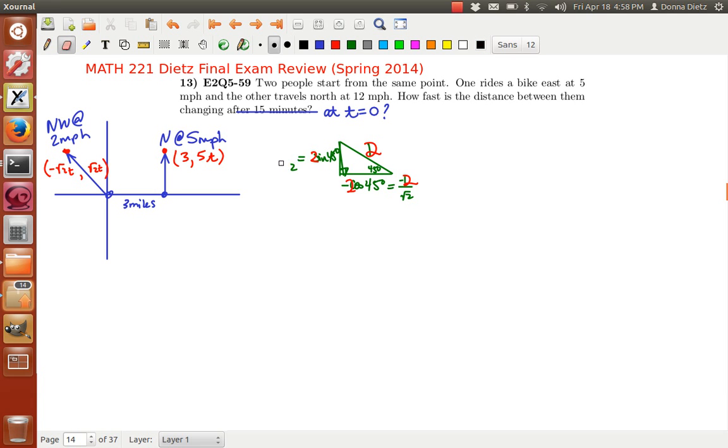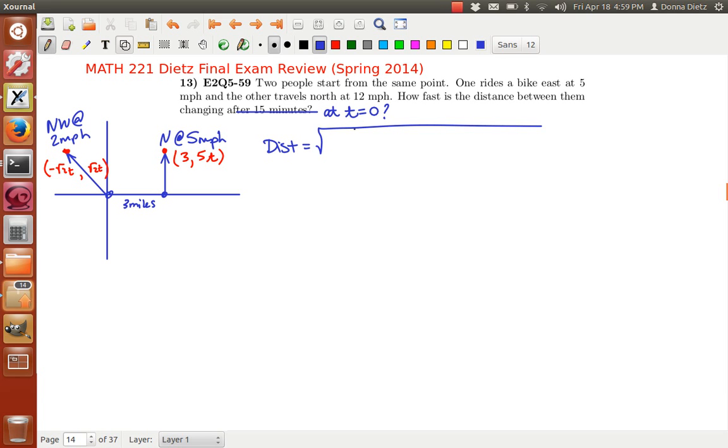I'm going to erase this so we can have more room to write. Now I want to know the distance between these guys, and I'm going to use the same formula as I did before. And it's going to be x1 minus x2, and I'm going to square it. But actually x2 minus x1 in this case is just easier. 3 minus a negative root 2t. And then the other component is going to be 5t minus root 2t, and I'm going to square it.